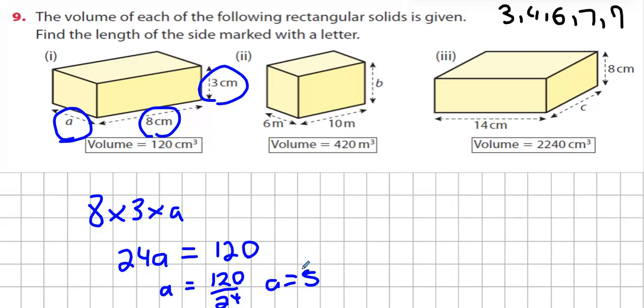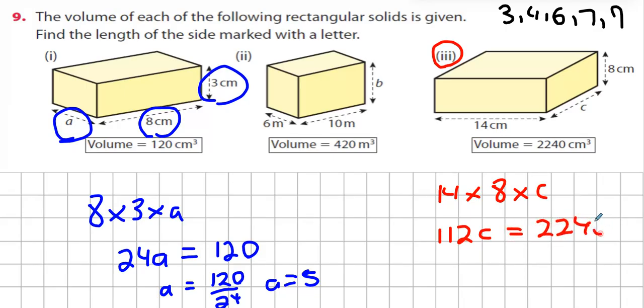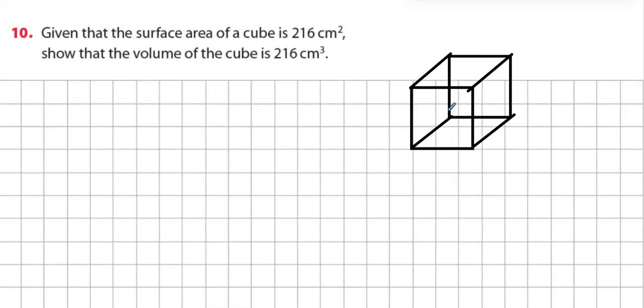You cool with that? Right, I'll do part 3 as well. What do we do for part 3? 14 multiplied by 8 multiplied by C. What is 14 times 8? Is it 112? 112C equals 2,240. What do I do with the 112? Divide it in. And what happens? What do I get for C? C is 20 centimeters.